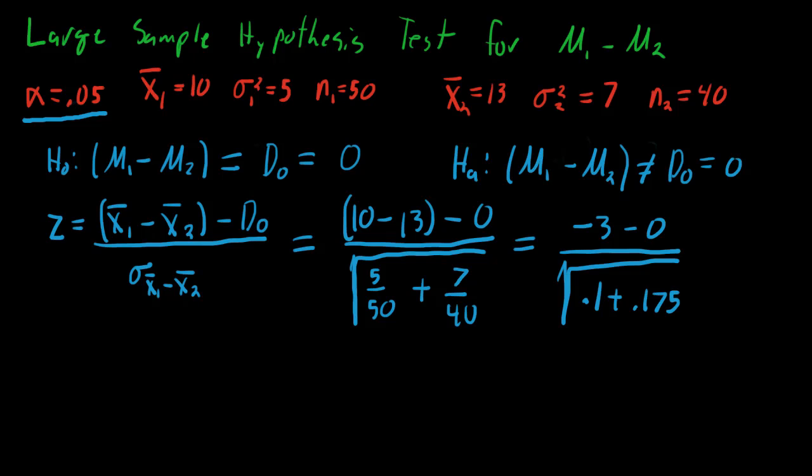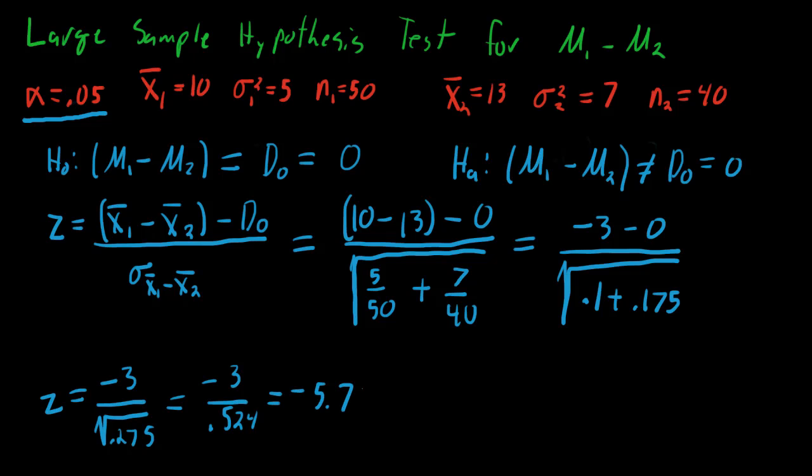Keep going. We have our z is now equal to negative 3 over the square root of 0.1 plus 0.175 is 0.275, which gives us negative 3 over 0.524, which equals negative 5.7207.